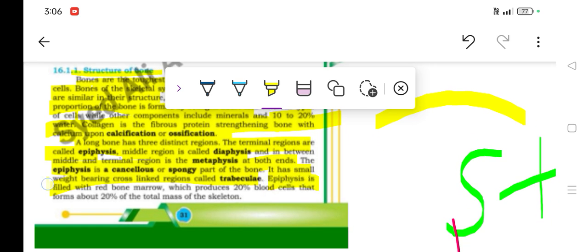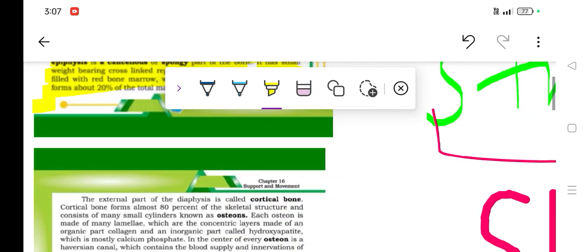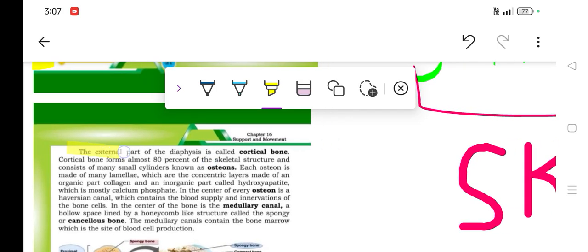The epiphysis is filled with red bone marrow. The epiphysis is not the middle one but the end one, and it has the bone marrow, which produces blood cells and forms about 20% of the total mass of the skeleton. Then comes the external part of the diaphysis, called the cortical bone. Cortical bone forms around 80% of the skeleton, so you need to remember that.